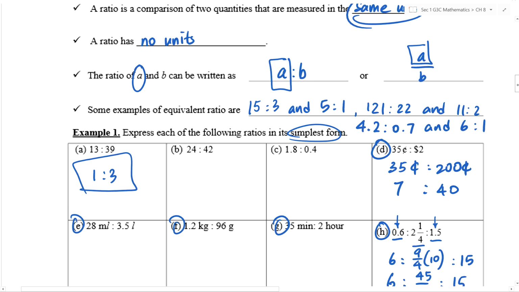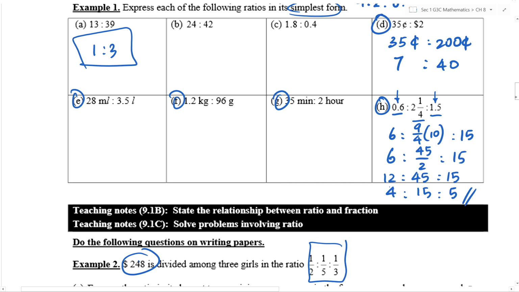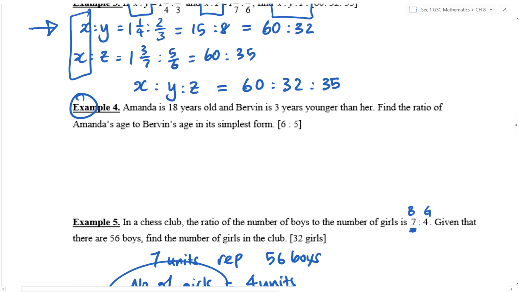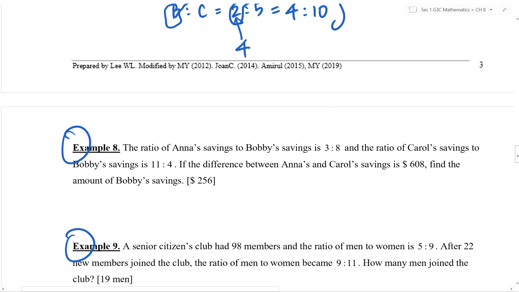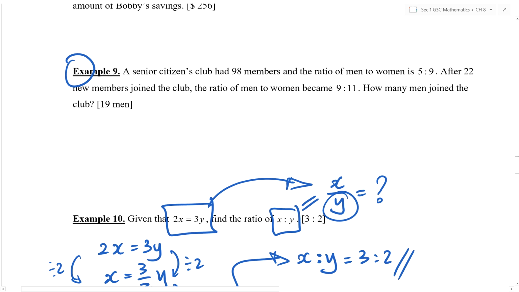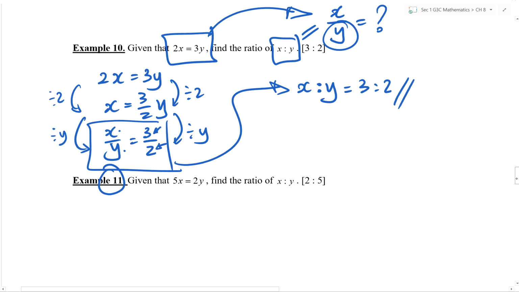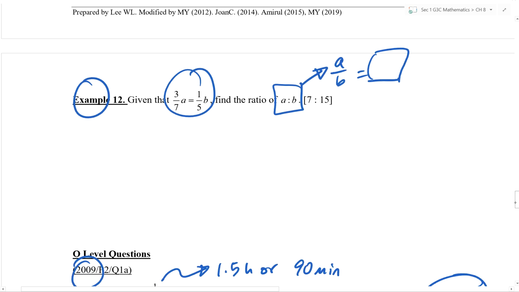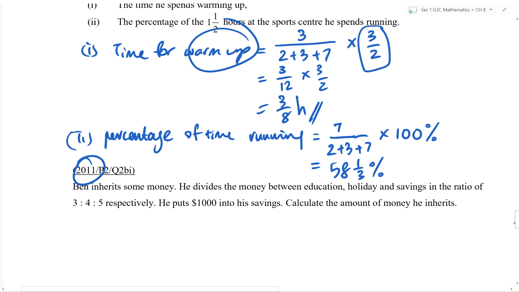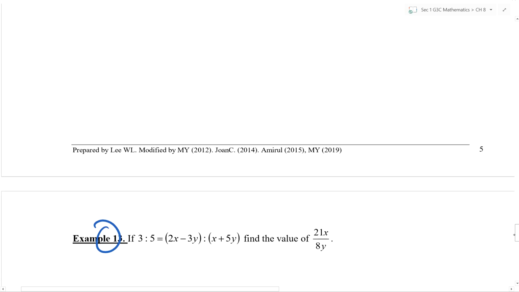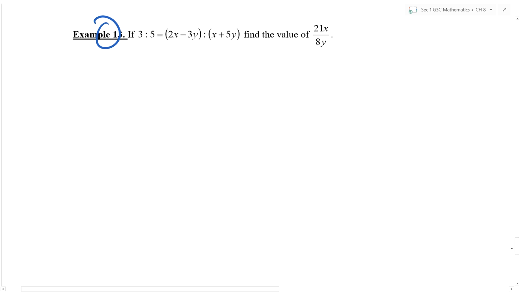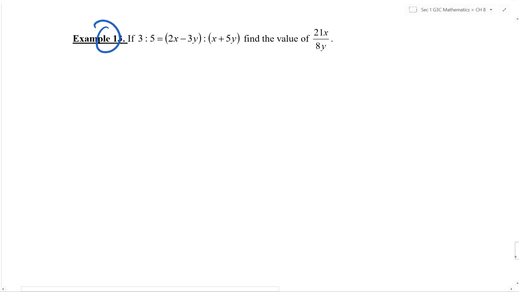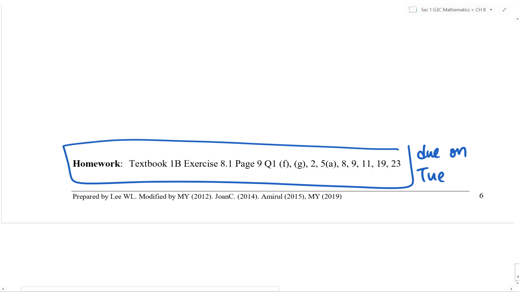Okay, so in example 1, there are 5 more questions. Example 4 is your homework. 6 is your homework for the weekend. 8, 9, 11, 12, this O-level question over here, and example 13, due on Monday. The rest due on Tuesday. Now, change it to Wednesday.